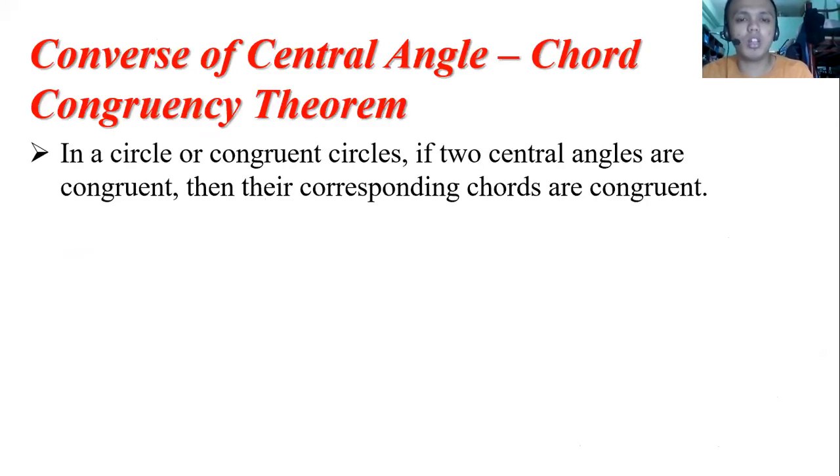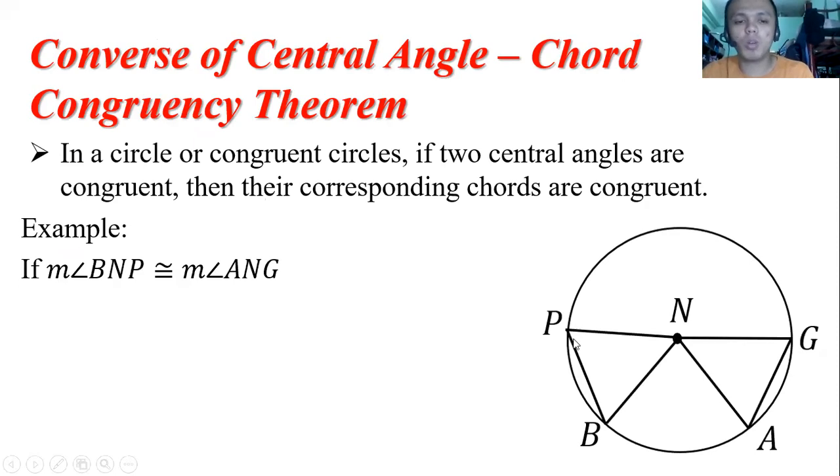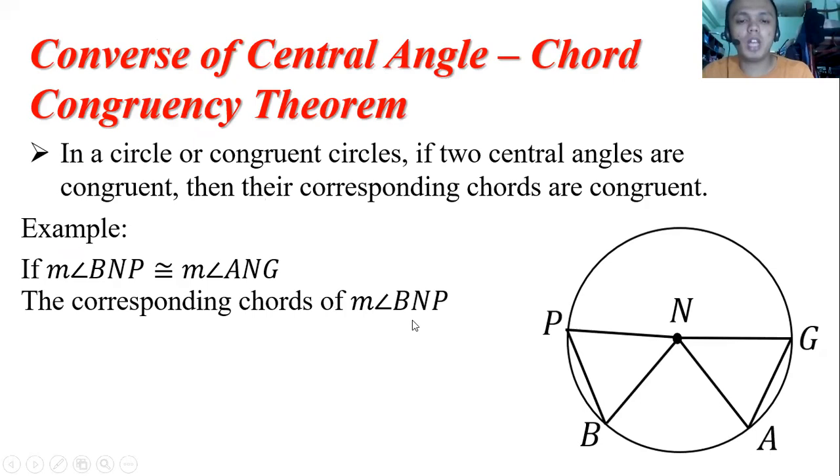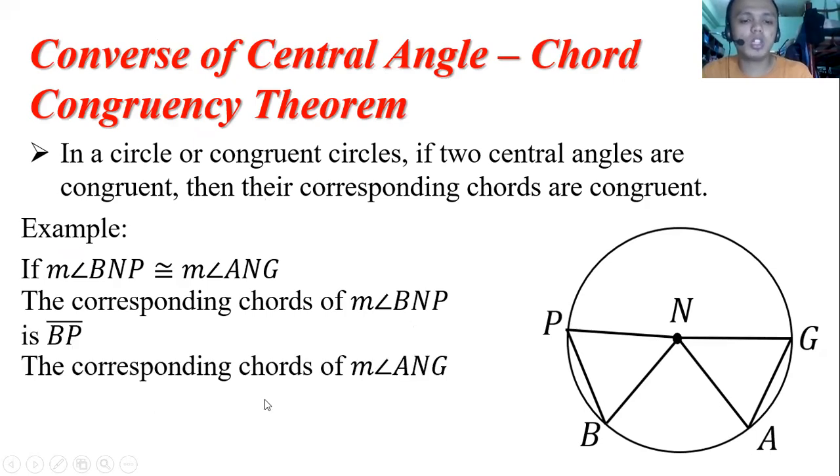And then for each converse naman. Converse of central angle chord congruency theorem: if two central angles are congruent, then their corresponding chords are congruent. So the same figure here. If measure of angle BNP is congruent to measure of angle ANG here, therefore the corresponding chords of angle BNP, which is BP, and the corresponding chord of angle ANG, which is AG, are congruent.